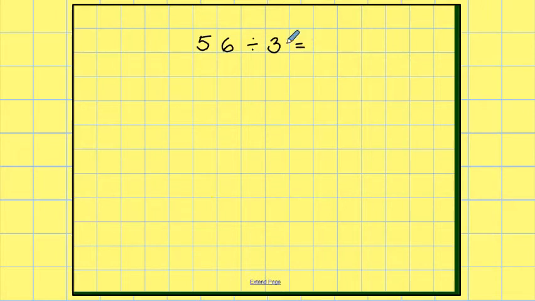Okay, now looking at this sum, I'm thinking, 3 times table. Now I don't normally practice my 3 times table up this far. But it's got a 6 in it, which is in the 3 times table, so maybe there might not be a remainder in this one. The only way we can be absolutely sure is to use our written method.